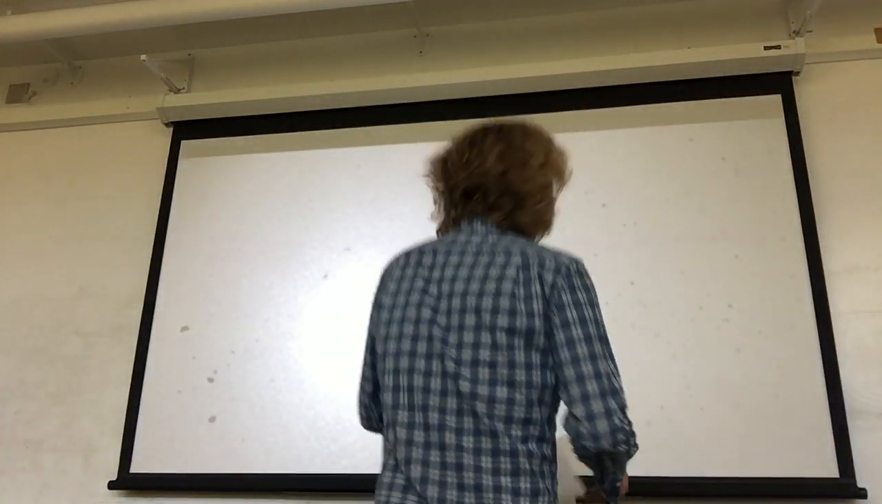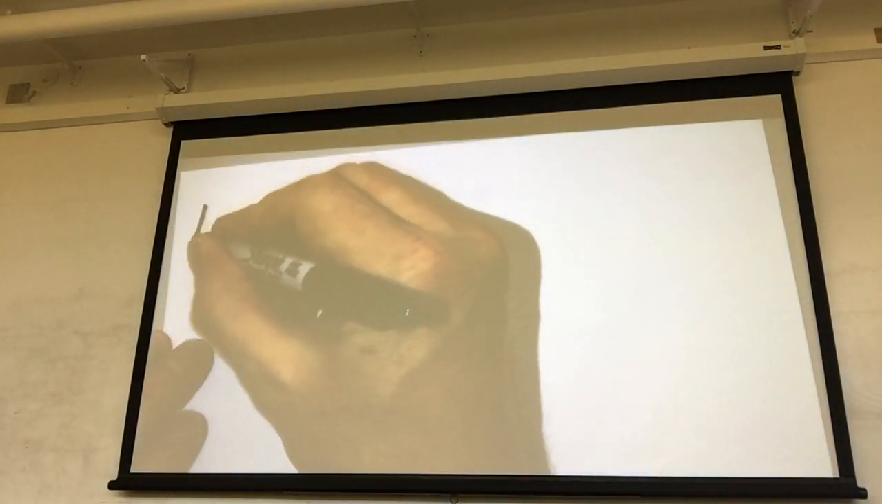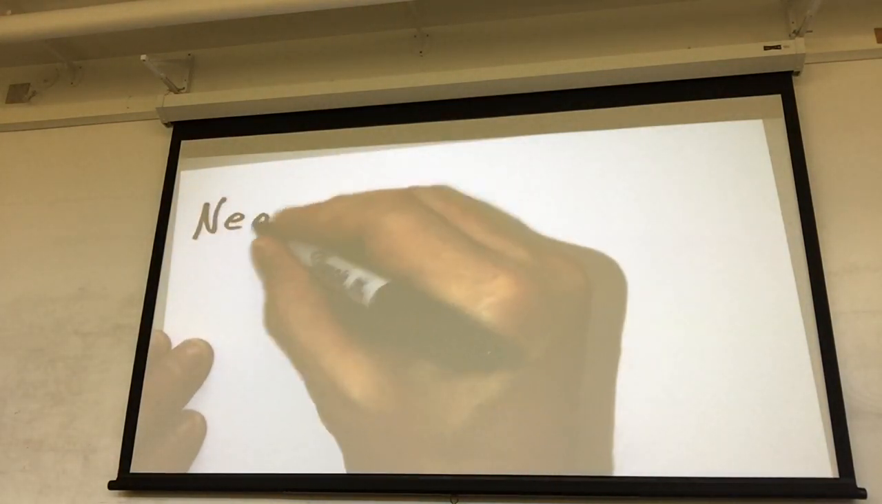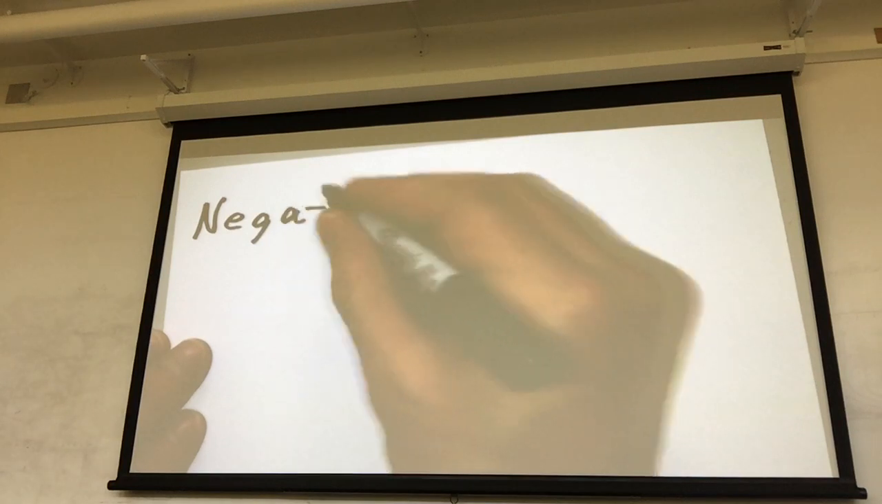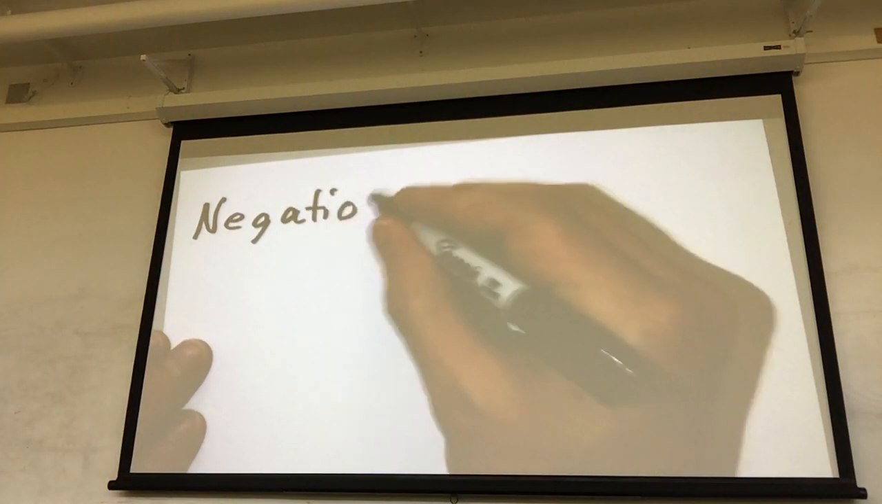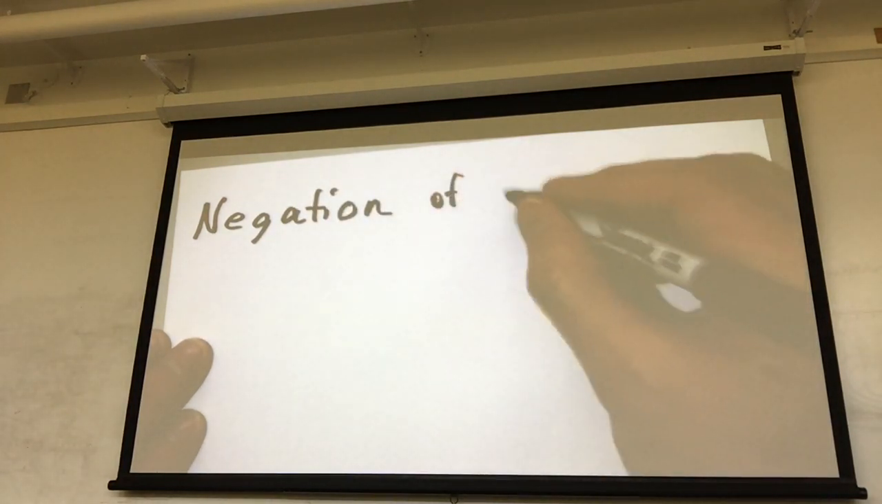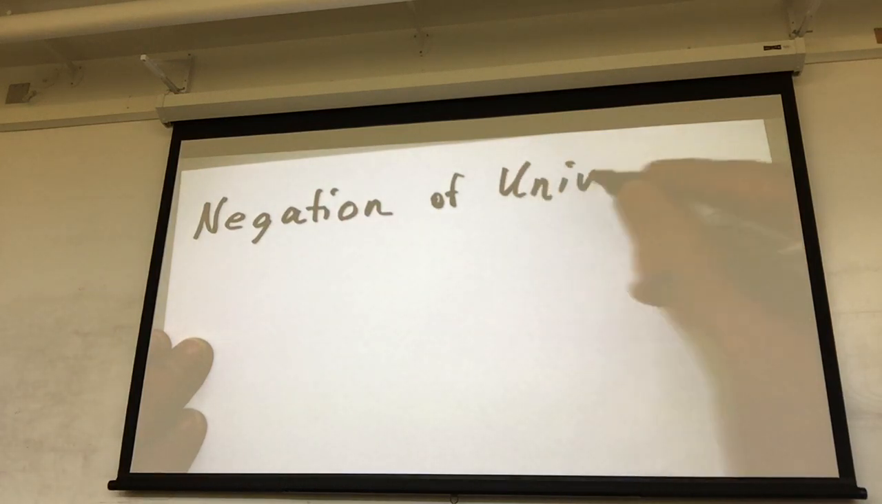Okay, so we have universal conditional statements. Now we were talking about negations in a couple of previous videos. So what about the negation of universal conditional statements?